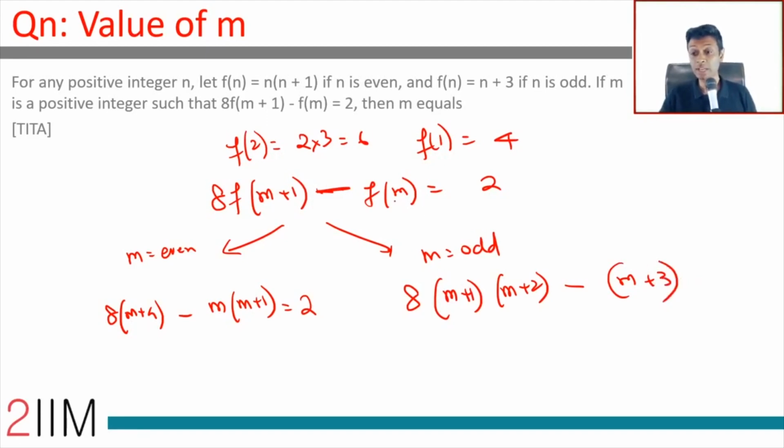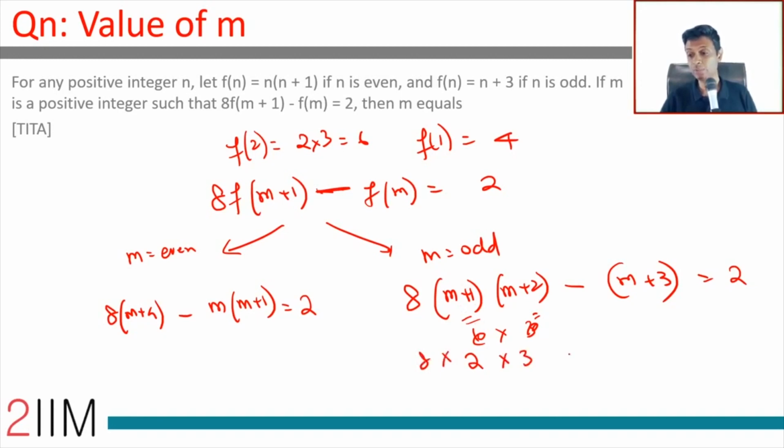If m is odd, f of m is m plus 3. 8 times f of m plus 1. f of m plus 1 will be m plus 1 into m plus 2. 8 times this minus of m plus 3 is equal to 2. Now, a little bit of a gut feel. The product of two numbers, when m is odd, the smallest value it can take is 2 into 3.